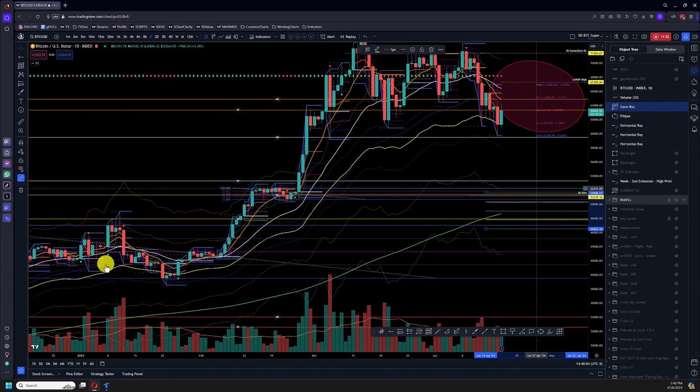So when it comes to reaction zones, the first reaction is always the best. And what that means is this is the first RDA reaction on the daily time frame since January 27th, 2024. And this is when I entered some of my swing trades. And we'll get to swing trades here in a second.